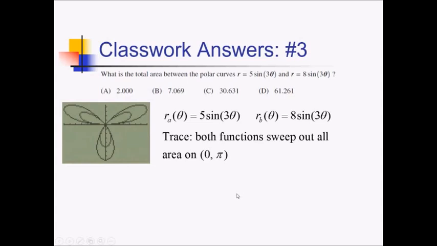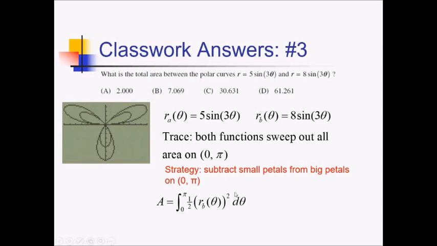All right, so our general strategy then: subtract the small petals from the big petals on this interval. So I've got the interval from 0 to pi of the big radius here. This is going to be 1/2 times r_B squared d theta. And then I'm going to be subtracting the integral along the same length, so from 0 to pi of 1/2 r_A squared.